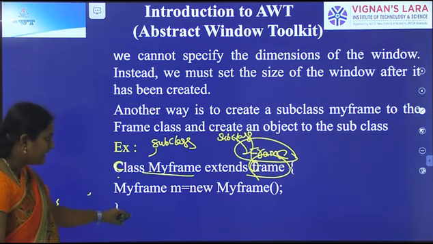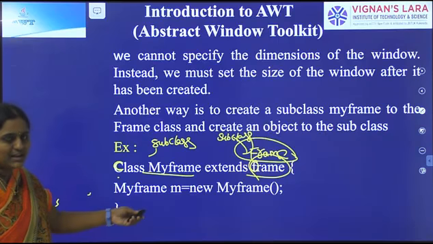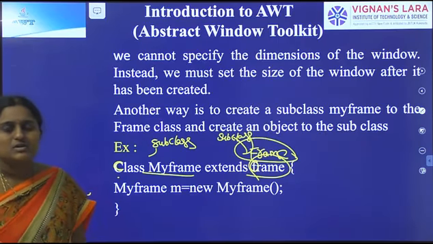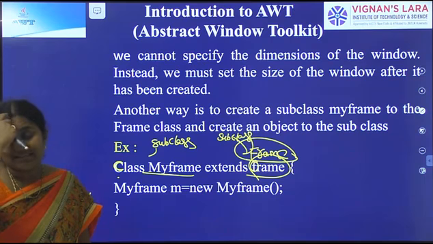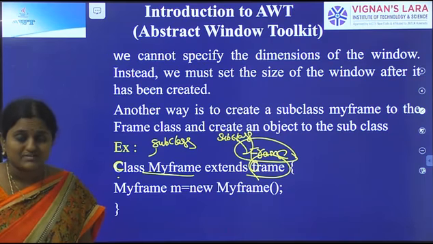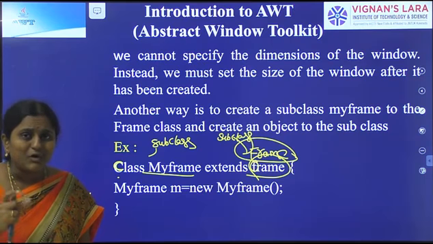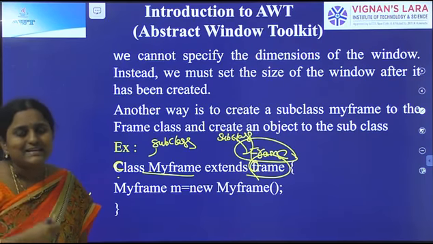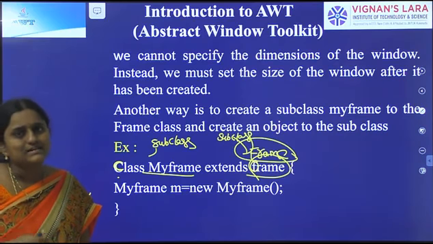Next, we can create an object of the MyFrame class: MyFrame equals new MyFrame. It is another way of creating a frame. Our class is a subclass of the Frame class, and Frame is the superclass. Whatever default behaviors are applicable in the Frame class would be applicable in our subclass.